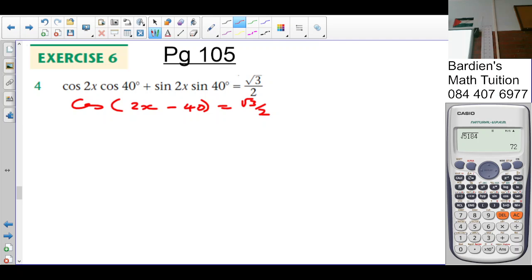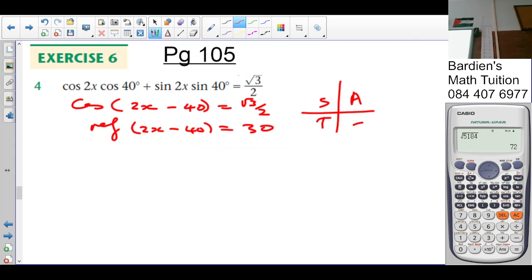Okay. So what do we have here? 2x minus 40 is equal to the reference angle. Now, root 3 over 2 is a special angle. That is cos of 30. So it's going to be 30. So we go all stations to clear one. Cos is positive in quadrant 1 and 4. So quadrant 1 is going to be 2x minus 40 equals 30 plus k times 360.